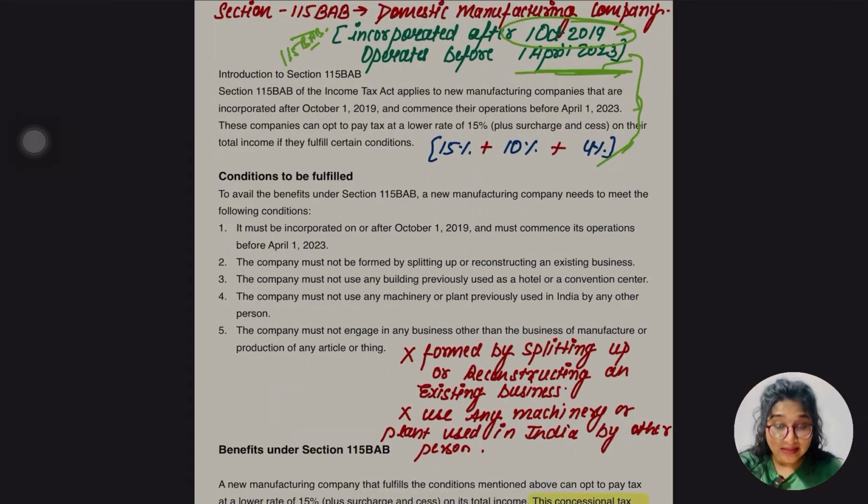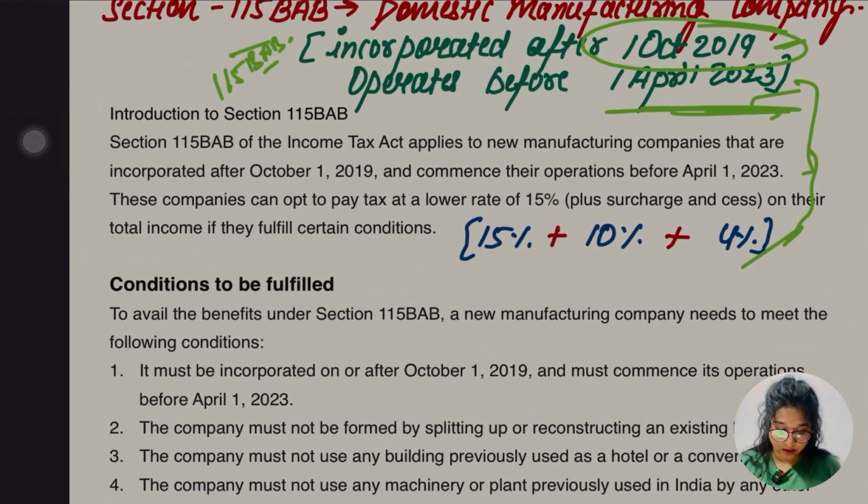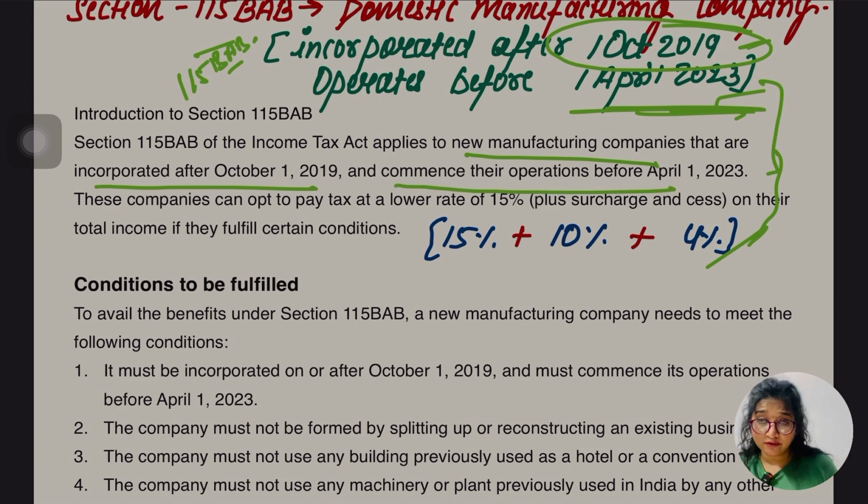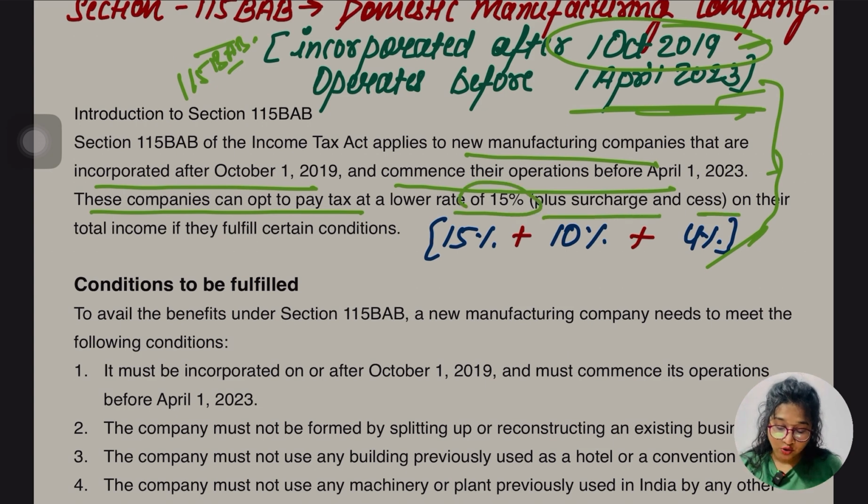Let's go for what is actually written in this section. 115BAB of the Income Tax Act applies to the new manufacturing company incorporated after 1st October 2019 and commencing operations before 1st April 2023. These companies can opt to pay tax at a lower rate of 15% plus surcharge and cess on their total income if they fulfill certain conditions.